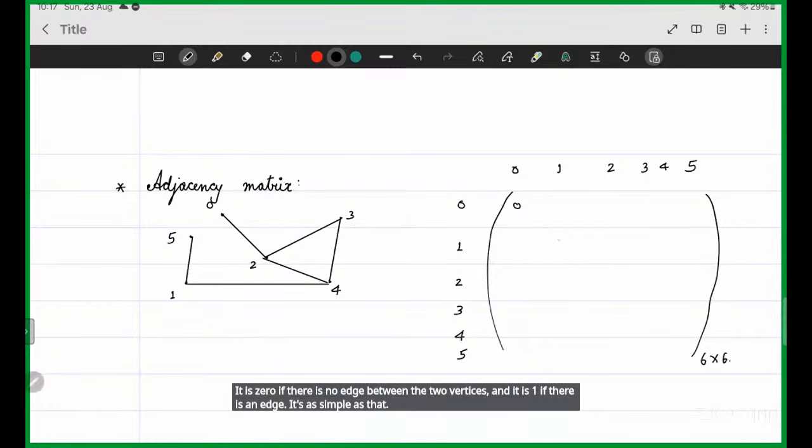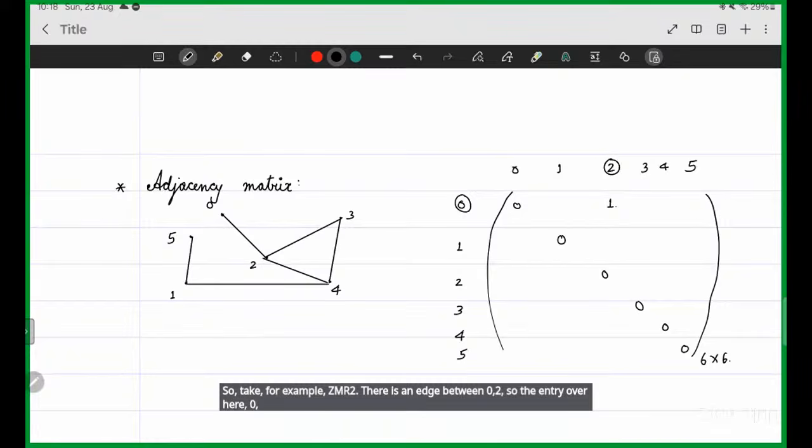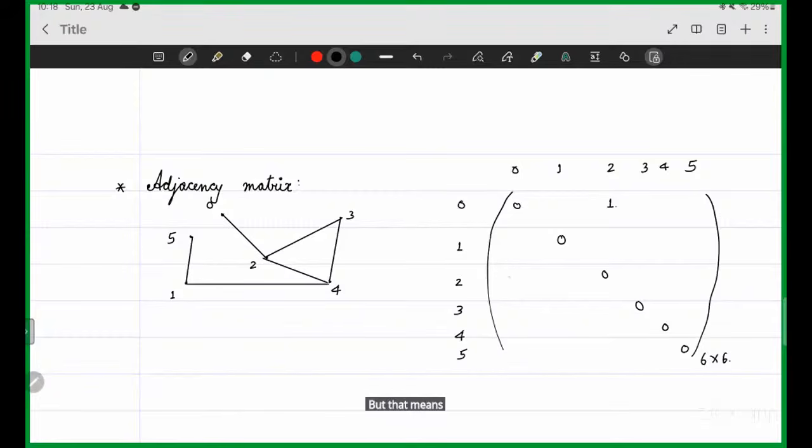So diagonal entries are all 0. Why? Because there is no edge between a vertex and itself, right? And if it is an undirected graph, this is a symmetric matrix. Why is that? Take, for example, 0, 2. There is an edge between 0, 2, so the entry 0, 2 is 1. But that means that there is an edge between 2, 0 also. So this is also 1.